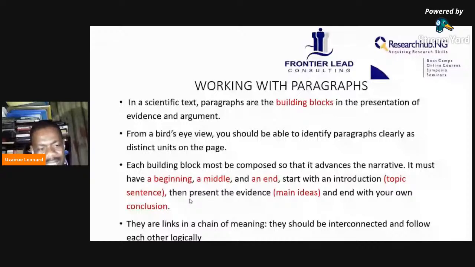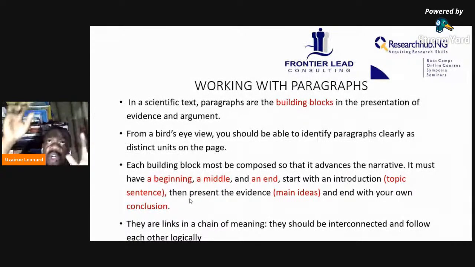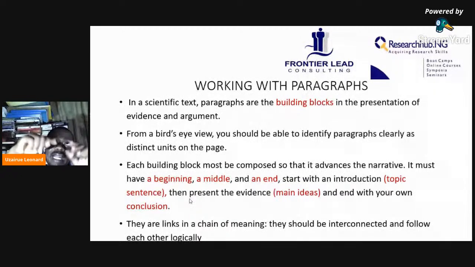Now, the next thing is that they are links in a chain of meaning. They should be interconnected and follow each other logically, just like I said. You should tell a story. Your article should be storytelling in the sense that every paragraph should connect to the preceding paragraph and should be a support to the following paragraph. So it should be presented in a logical format.